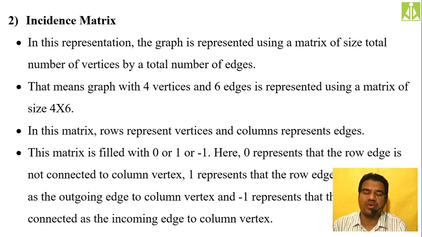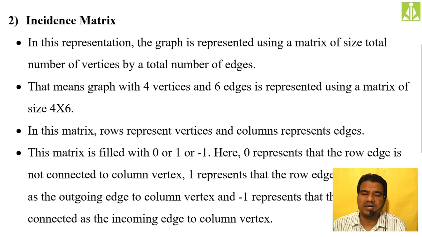If there is no edge, we put 0. And 1 represents that the row edge is connected to an outgoing edge. We can do this incidence matrix only for directed graphs. For undirected graphs we can't do this. We can do this only for directed graphs.